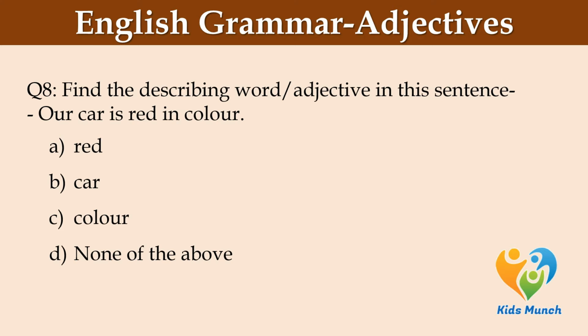Find the describing word or adjective in this sentence. Our car is red in color. Option A, red. Option B, car. Option C, color. Option D, none of the above.